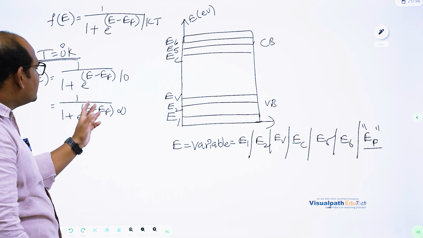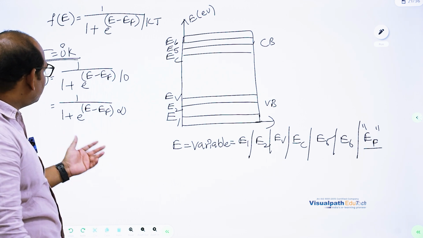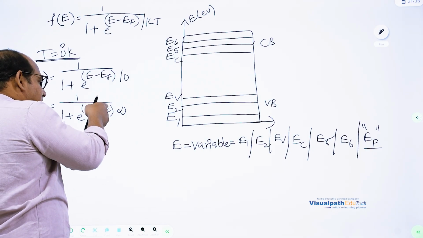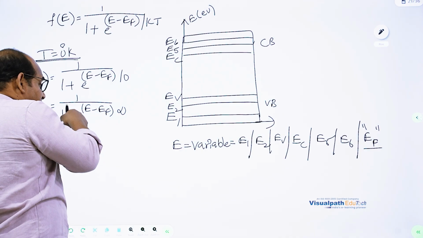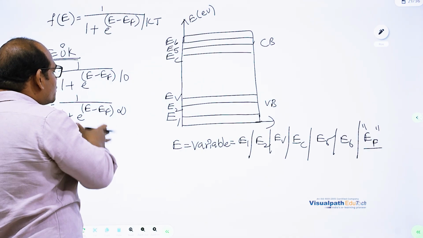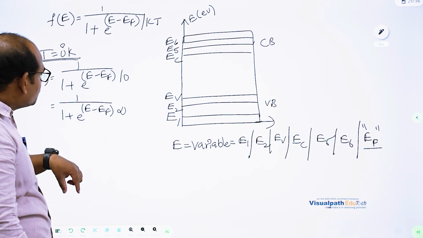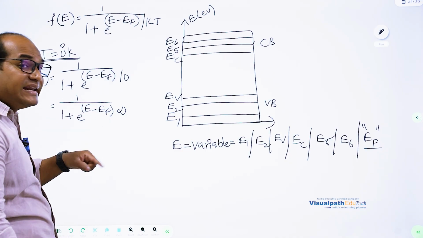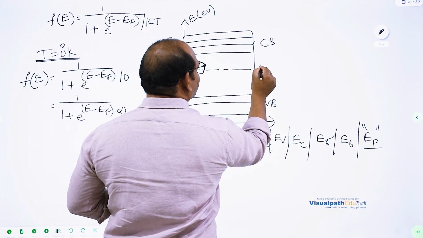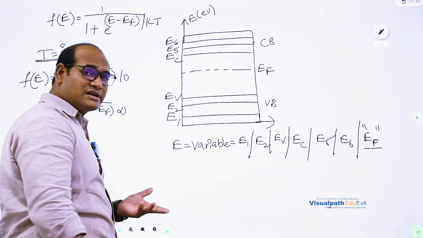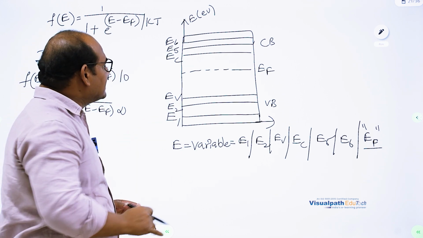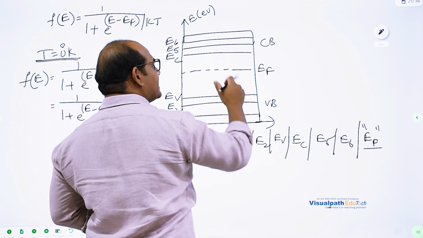Sometimes this E minus EF can be positive. Sometimes this E minus EF can be negative. So based on the sign of this E minus EF, you are getting e power plus infinity or e power minus infinity. In which case will E minus EF be positive? Positive you will get when E is greater than EF. So for example, this is the EF. This is in between EV and EC. That proof we will do later. You assume that this EF is in between EV and EC at 0 degrees Kelvin.